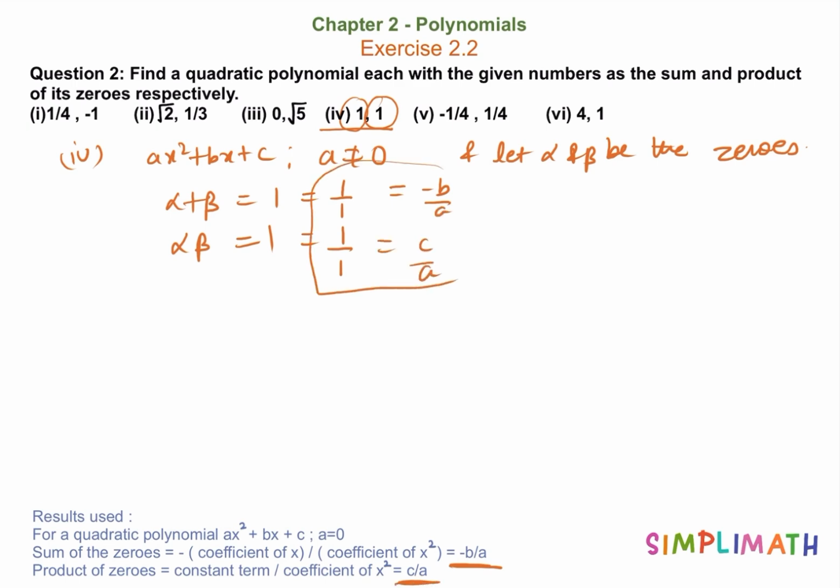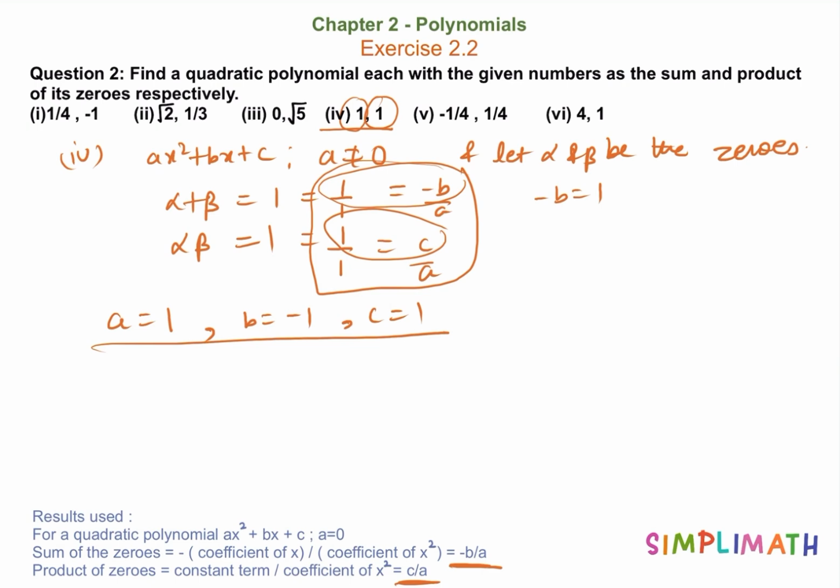So from here we can say that a equals 1. Now minus b equals 1, so I can say b equals minus 1 and c equals 1. So if you put these values over here, we can say that x square minus x plus 1 is the quadratic polynomial which fits the given conditions, and any other quadratic polynomial that would fit the conditions would be of the form k into x square minus x plus 1, where k is real.